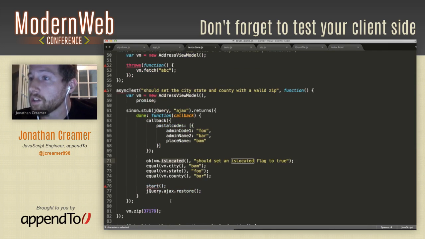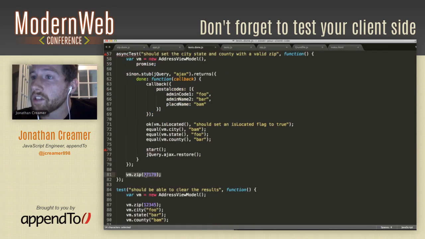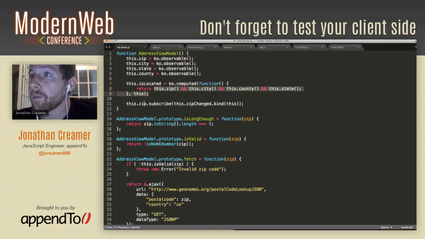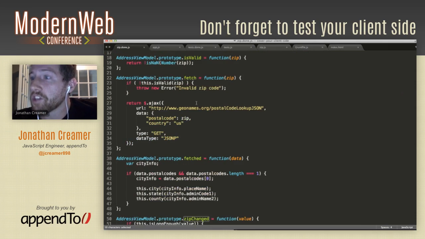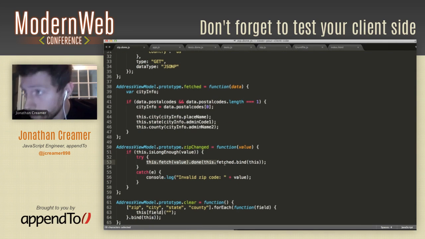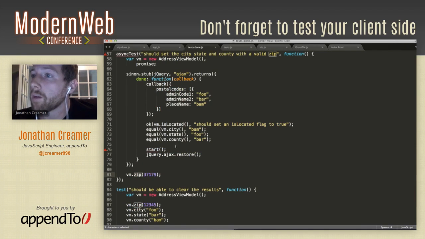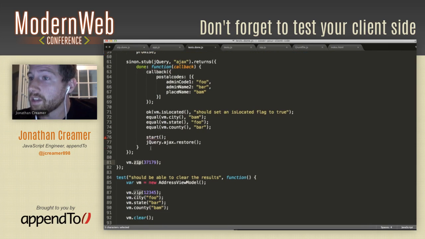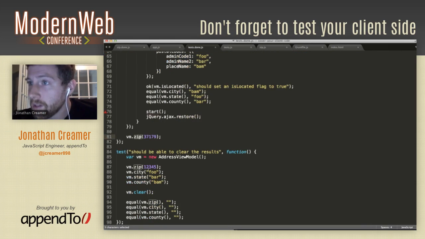And what I'm doing in this one is I'm relying on Knockout.js, because I'm just changing the zip code, and I have a subscription on my zip that calls zip changed. Anytime it changes, I'm going to fetch it and then call fetched, and then my fetched is going to set all these variables up. So that's why this test works the way it does. And then I just have a clear function. I have all these things set, and then call clear, and then it empties them out.